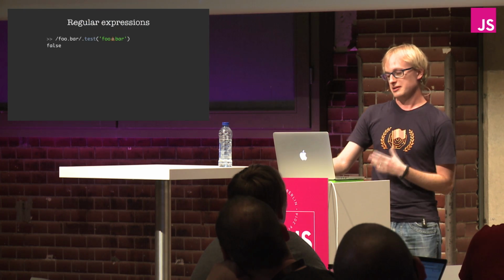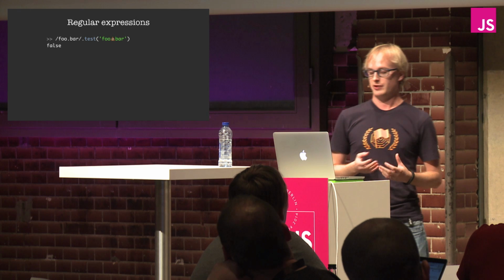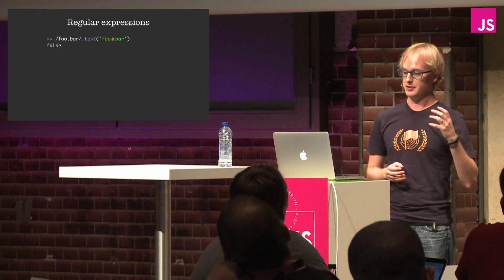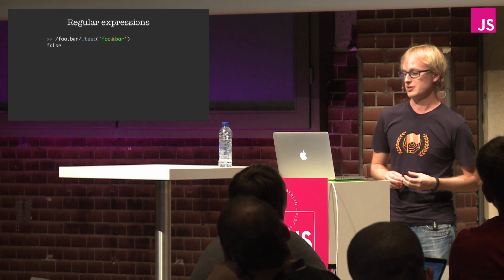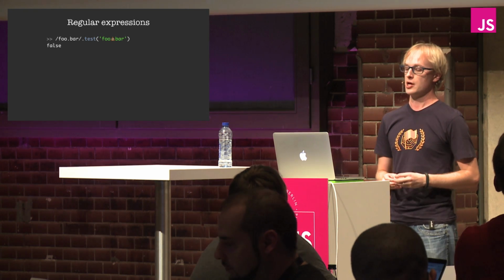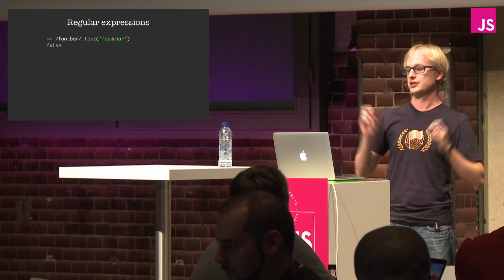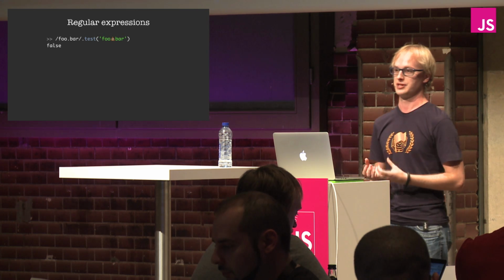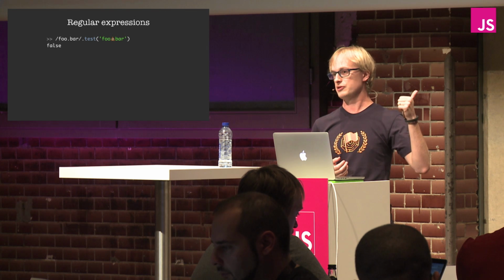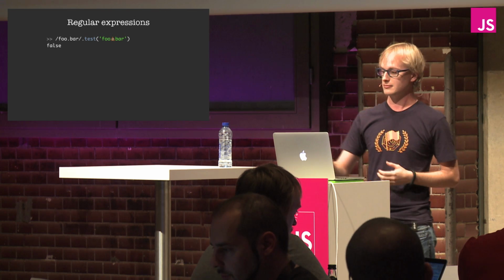Now, another similar problem lies with regular expressions which operate on strings. So for example, the dot operator in regular expressions only matches a single character. But because JavaScript exposes surrogate halves as separate characters, it won't ever match an astral symbol. So I would expect the result of true here, but it's actually false.